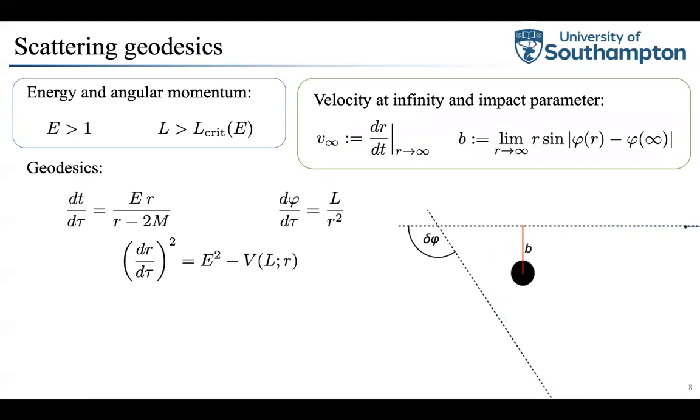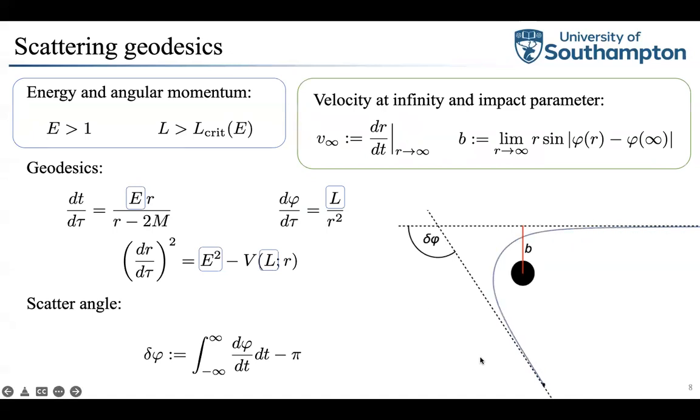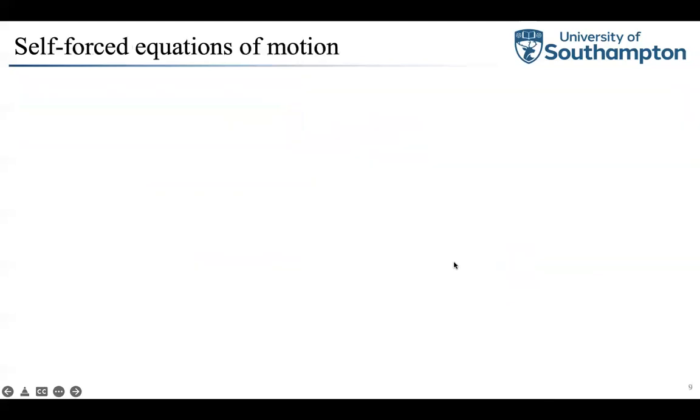So the geodesics are described by a set of 3 ODEs in proper time tau. You can see these just depend on the constants of the energy and the angular momentum. This is also a good place to define what we mean by the scatter angle here, or you can see it graphically for this particular orbit here. So that was the geodesic case.